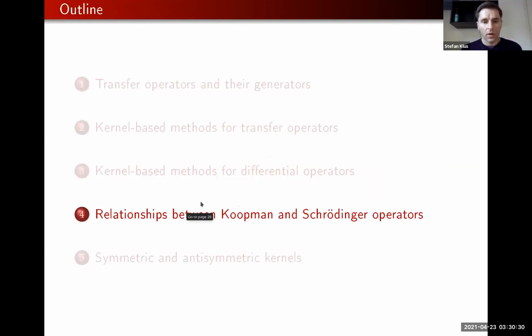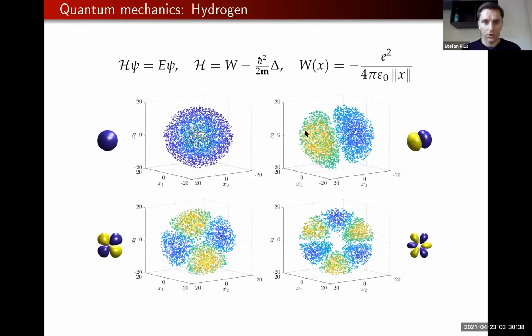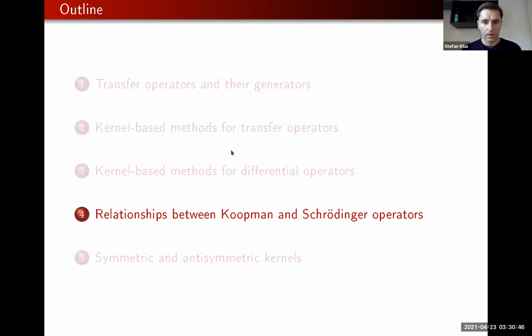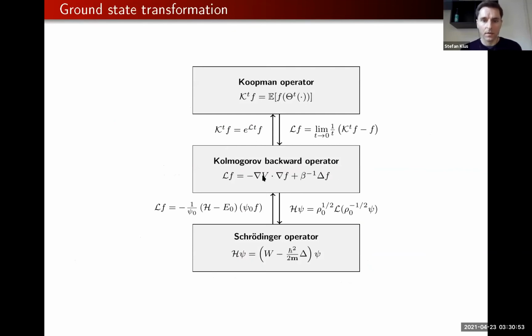I want to focus now a little bit on the relationships between the Koopman operator and the Schrödinger operator. We have already seen that we can directly solve the Schrödinger equation using these kernel-based techniques, but we can also use well-known transformations of the Schrödinger operator into the backward Kolmogorov operator, which corresponds then to a stochastic differential equation. This is what I'm showing here.